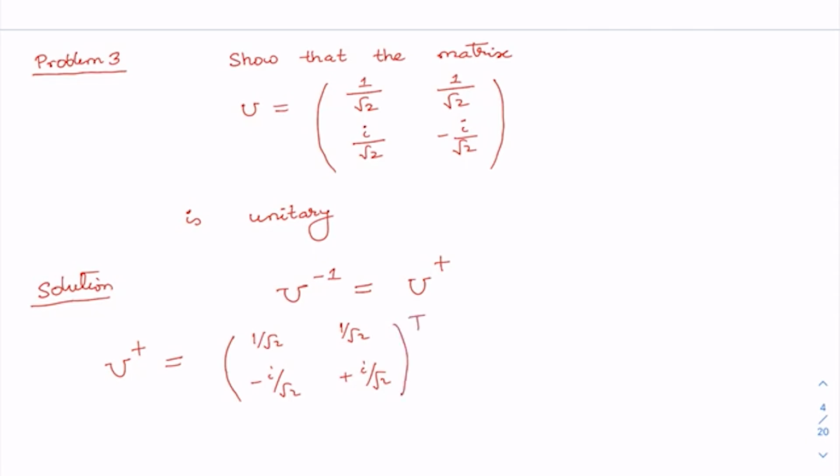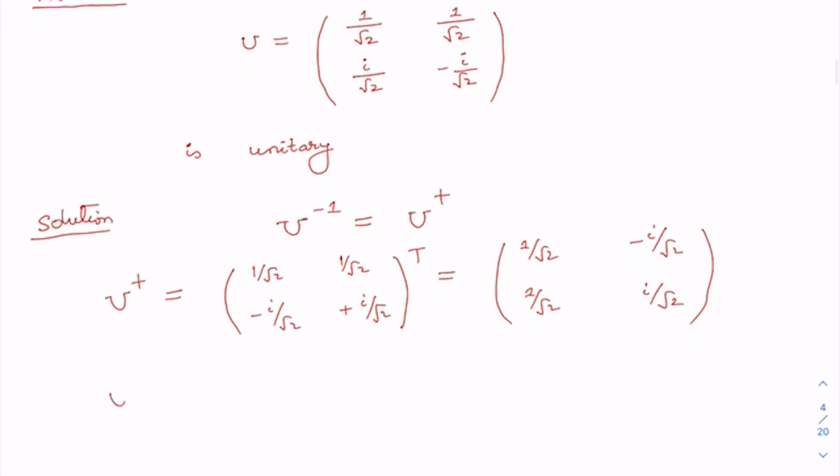Then I have to take the transpose of it, and this will give me 1 by root 2, 1 by root 2, minus I by root 2, plus I by root 2. So that is U dagger. And what about U inverse?